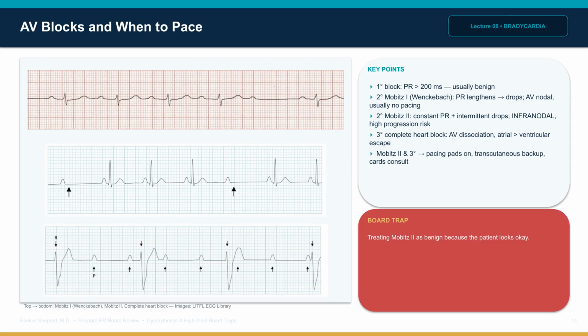not trial atropine and wait. Classic distractor: picking atropine as the next step in third degree block. It rarely works and delays definitive pacing.